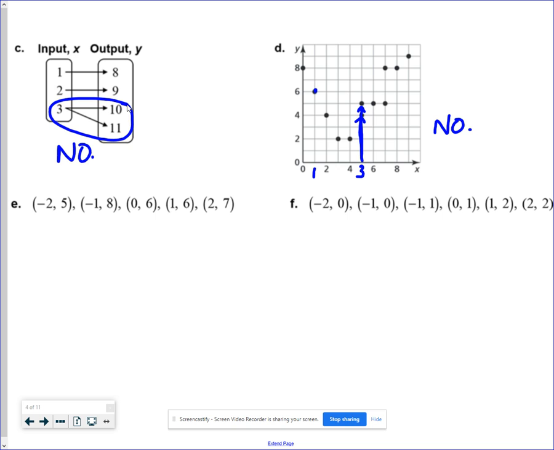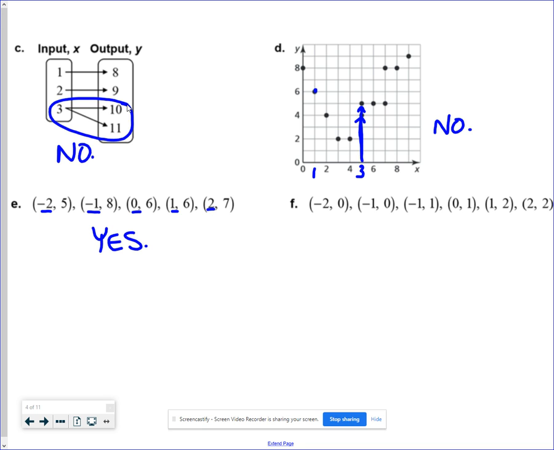For letter E, looking at this in a list of ordered pairs. If you really like mapping diagrams like we used yesterday, feel free to make a mapping diagram. I don't usually bother making those though. I'm just going to look at the x's. As long as my x's don't repeat, we're good. So my x's are -2, -1, 0, 1, 2. No repeats? Yes, this is a function.